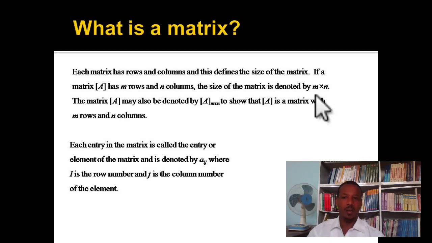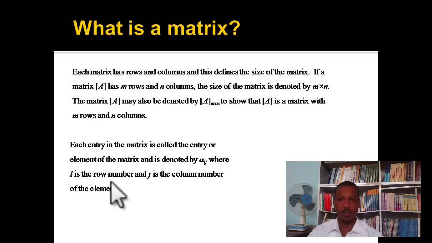If a matrix has m rows, where m stands for the number of rows, and n columns, where n stands for the number of columns, then the matrix is said to have a size of m by n. So the matrix A may also be denoted by A with subscript m by n, to show that matrix A has m rows and n columns.